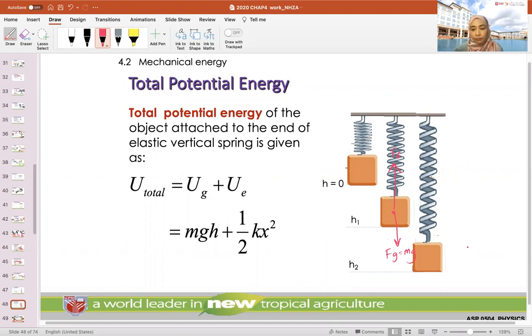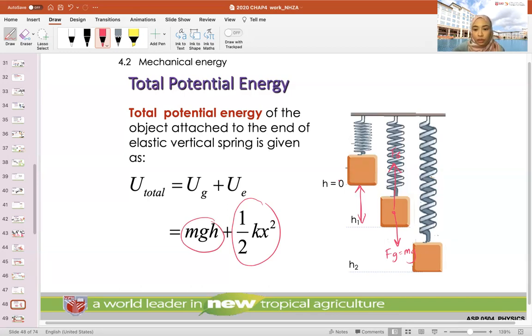Dia nak oppose change. So when you have Fs acting and there is a change in displacement, there is a change in the spring, it's extending, right? You would have UE because it is related to the spring force, the elastic force. And when you are changing in height, you would also have a change in UG. Okay, in this case, you are extending the spring. Let me repeat myself. You are extending the spring by a mass. So you would have 1/2 kx squared. Ada value x kat sini. Ya, ada perubahan kat sini kan.